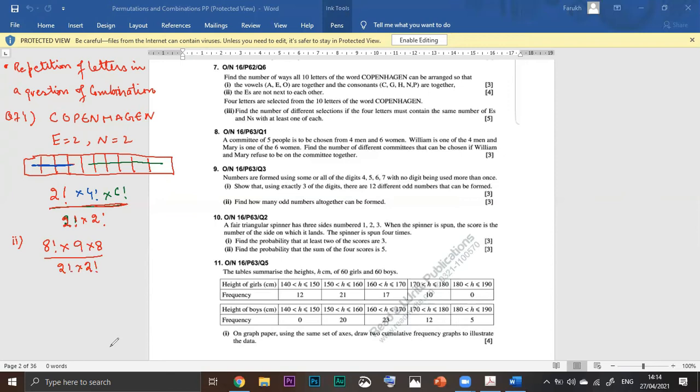Yes, we will divide. This one is a question of arrangement and there is a repetition of letters. So we will divide the total number of arrangements by 2 factorial and 2 factorial.